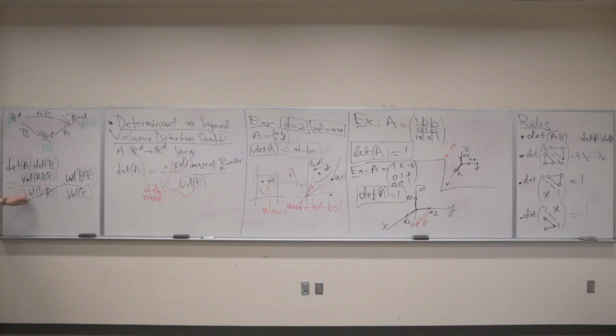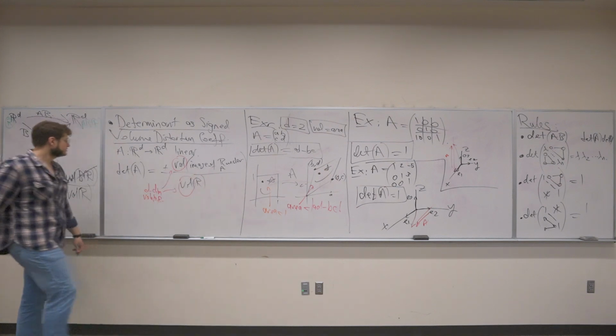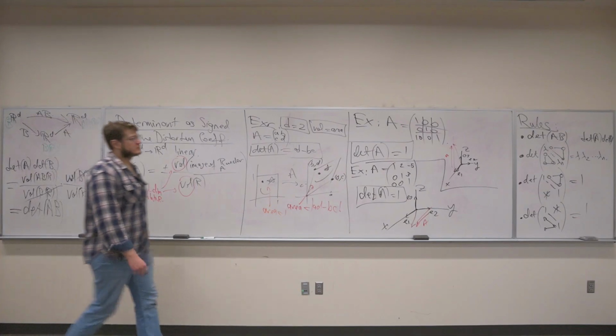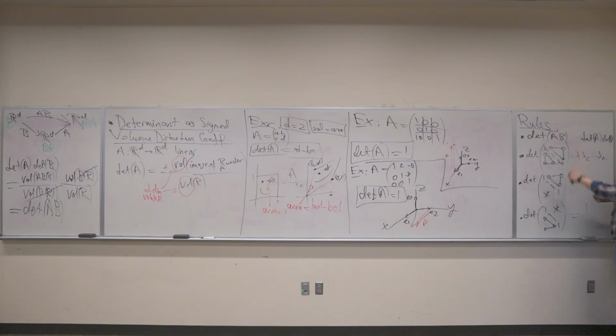What I was saying is, this cancels out with this, and I have the ratio of the volume of AB of R to the volume of R. And that's by definition the determinant of AB. Meaning, when you multiply two matrices, their determinants multiply. In other words, when you're trying to take the determinant of the product of two matrices, insofar as they're square, it distributes.